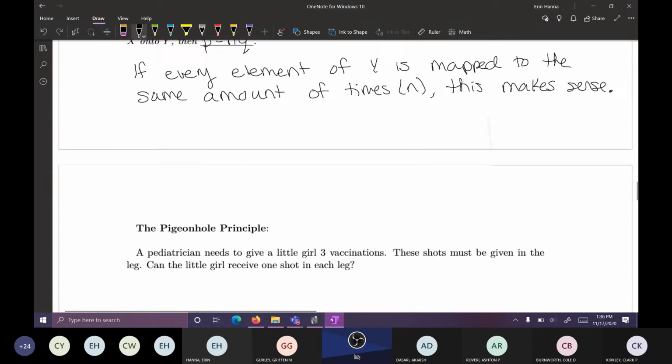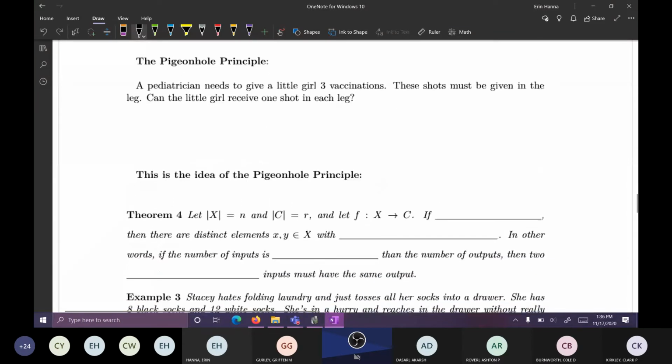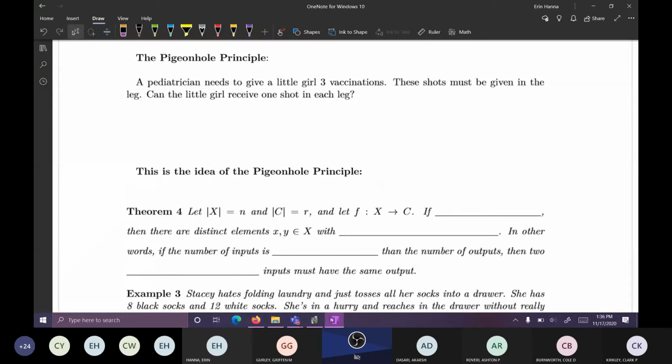So what we have to talk about next is something called the pigeonhole principle. Say a pediatrician needs to give a little girl 3 vaccinations, and these shots are going to be given in a leg. So can the little girl receive only 1 shot in each leg? Well, no, unless she's an alien. Well, maybe not an alien. There's probably people out there who have 3 legs. But we're going to assume this is a regular 2-legged girl.